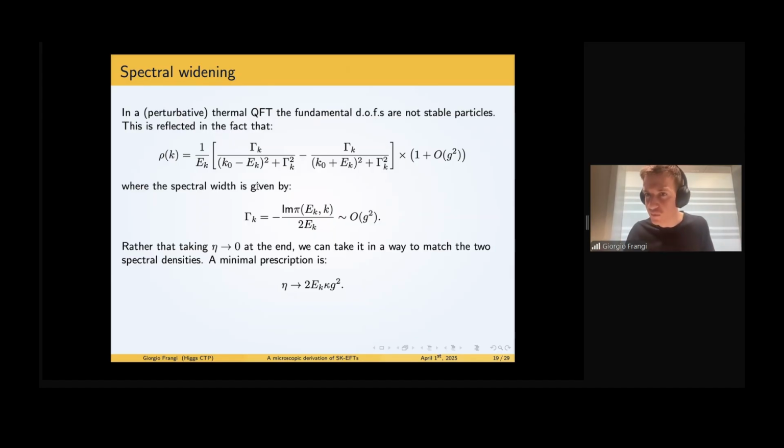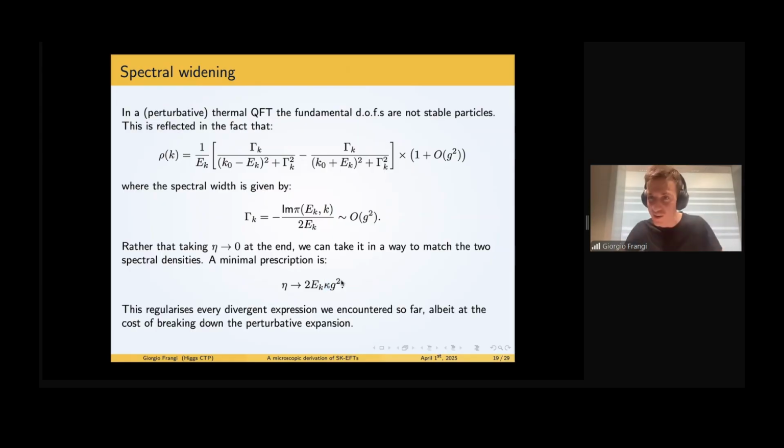And the minimal way in which you can do that is you have this 2 eta 2ek, which is a dimensional factor that you can calculate. I can explain it later if you want, but it's really boring. Then you add this g squared here and some phenomenological constant kappa. At this point it's just a phenomenological constant. This is very nice because it makes all of the divergent expressions that we see so far converge. It makes them finite. However, the cost you pay is that you break down the perturbative expansion.